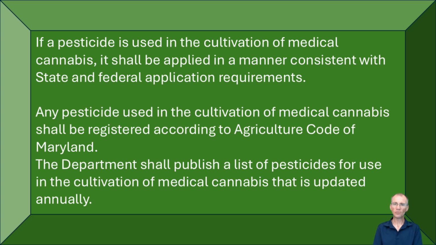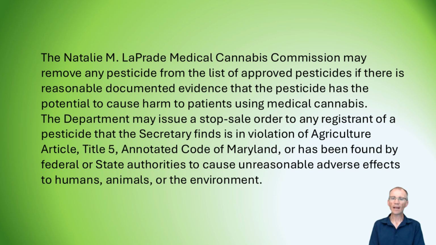If a pesticide is used in the cultivation of medical cannabis, it shall be applied in a manner consistent with state and federal application requirements. Any pesticide used in the cultivation of medical cannabis shall be registered according to Agriculture Code of Maryland. The department shall publish a list of pesticides for use in the cultivation of medical cannabis that is updated annually. The Natalie M. LaPrade Medical Cannabis Commission may remove any pesticide from the list of approved pesticides if there is reasonable, documented evidence that the pesticide has the potential to cause harm to patients using medical cannabis.